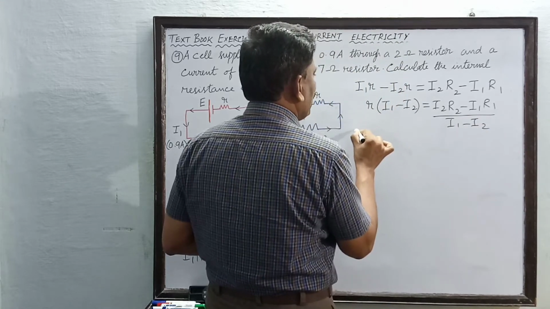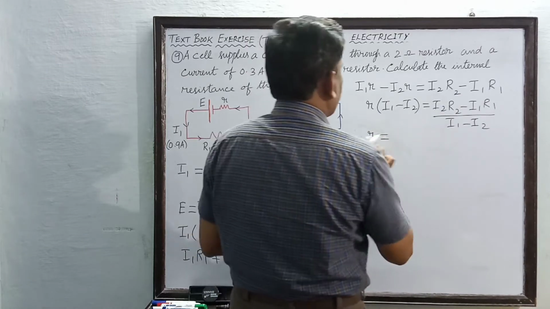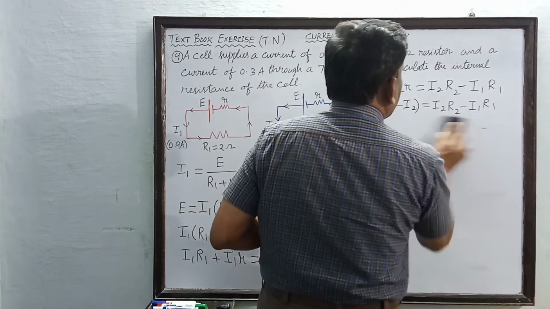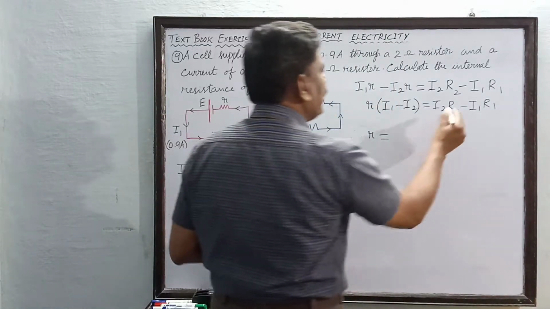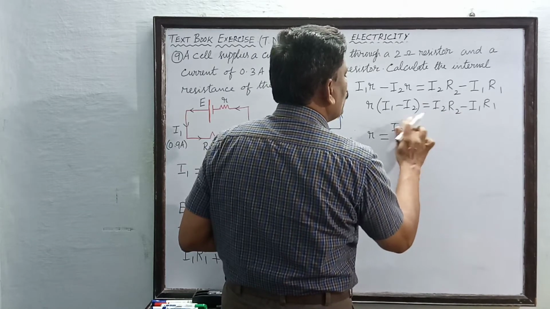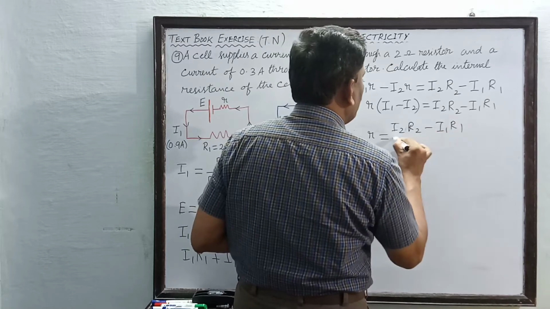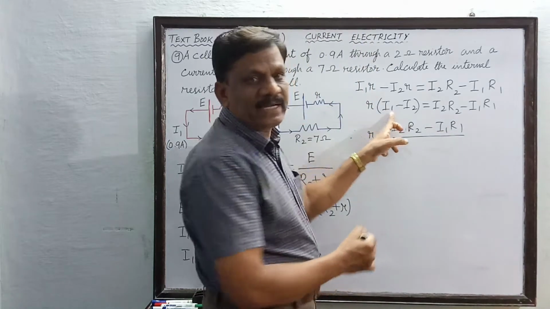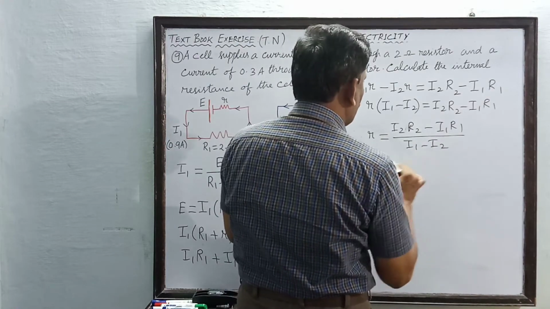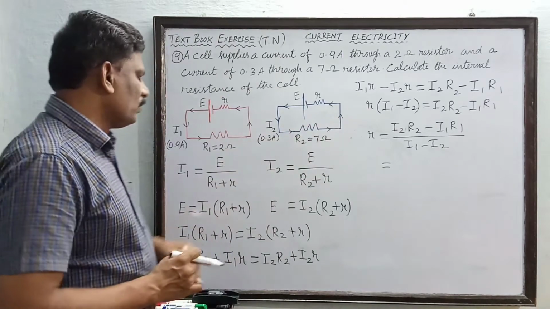Therefore, next step, I will take I1 minus I2 to the denominator on the right hand side. So small r is equal to I2 into R2 minus I1 into R1, divided by I1 minus I2. Now we are going to substitute the values for I1, I2, R1 and R2.